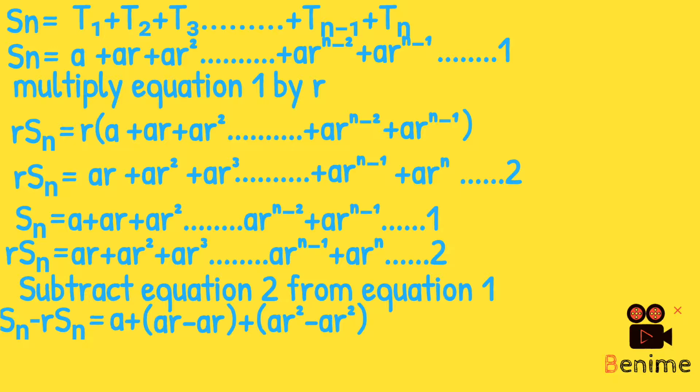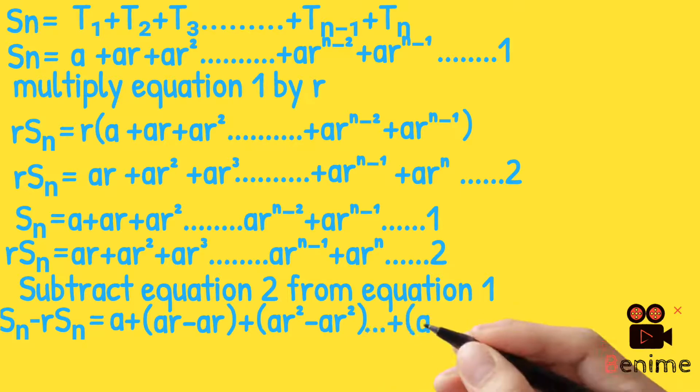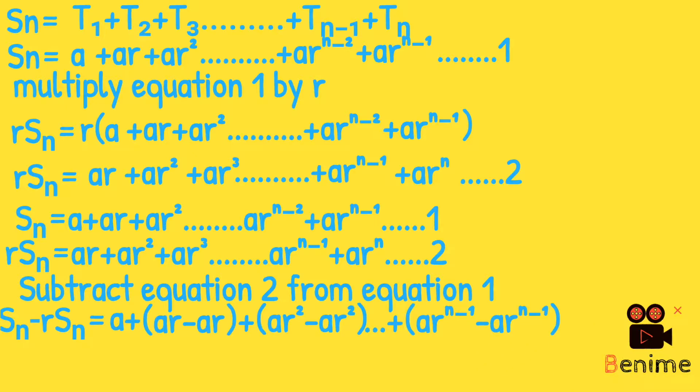So we have a plus open bracket ar minus ar, plus open bracket ar squared minus ar squared, and so on. You also have plus open bracket ar raised to the power of 3 minus ar raised to the power of 3, ar raised to the power of 4 minus ar raised to the power of 4, until you get to ar raised to the power of n minus 1 minus ar raised to the power of n minus 1. Then in the first equation, there is no ar raised to the power of n.